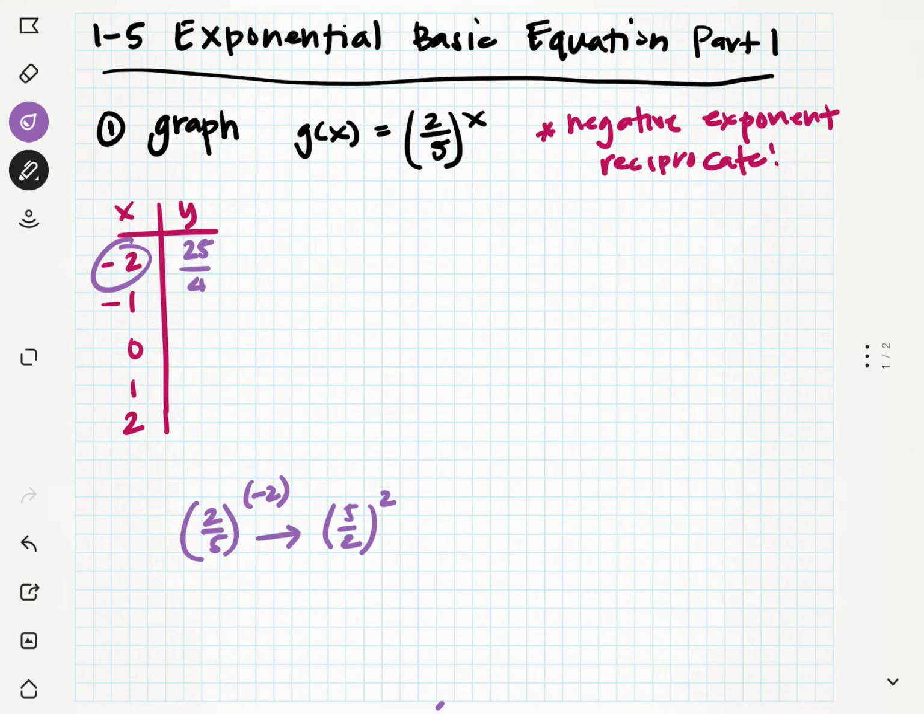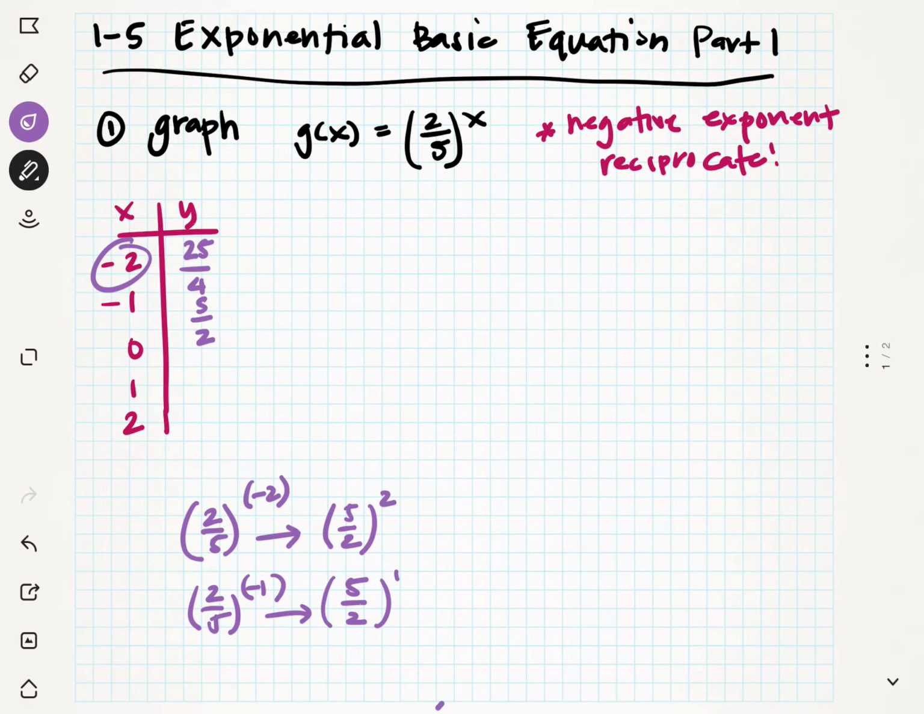Let's do the next one. Same thing, right? 2/5, this time to the -1st power. The negative means to reciprocate, so we'll do that. And then the first power just means that we got the same thing. So 5 to the first power is 5. 2 to the first power is 2. So when x is -1, our y is 5/2.